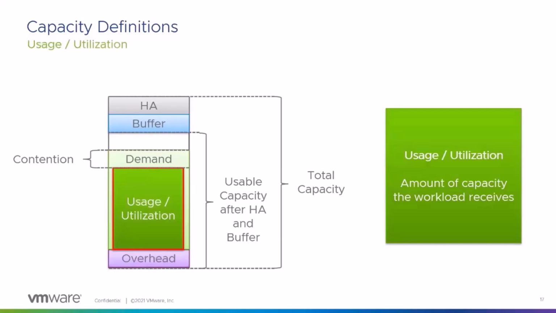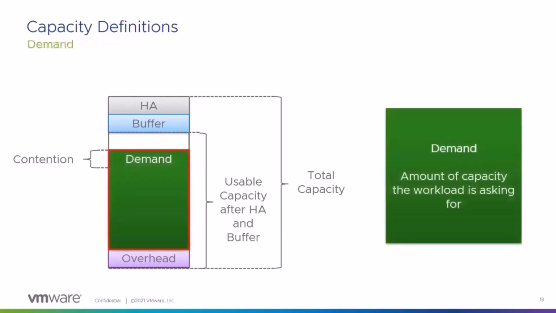We have usage or utilization. So this is basically the amount of resources that the virtual machine is actually consuming. So look at CPU and memory usage. That's basically what the virtual machine is actually doing. And then demand is what the usage would have been if there was no contention. So you look at if there was co-stop or ready or contention for hyperthreading, et cetera. Those get included in there and says this is what the workload would have used if there was no contention.